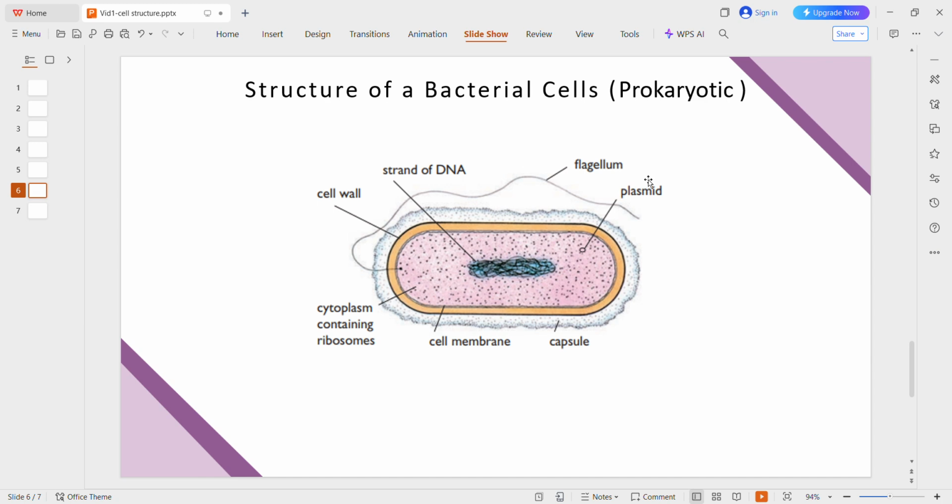Bacterial cells have plasmids, which are small circular DNA structures. Some bacterial cells have a capsule, which surrounds the cell wall, as well as flagella, which are thread-like structures that allow the bacterial cell to move around.